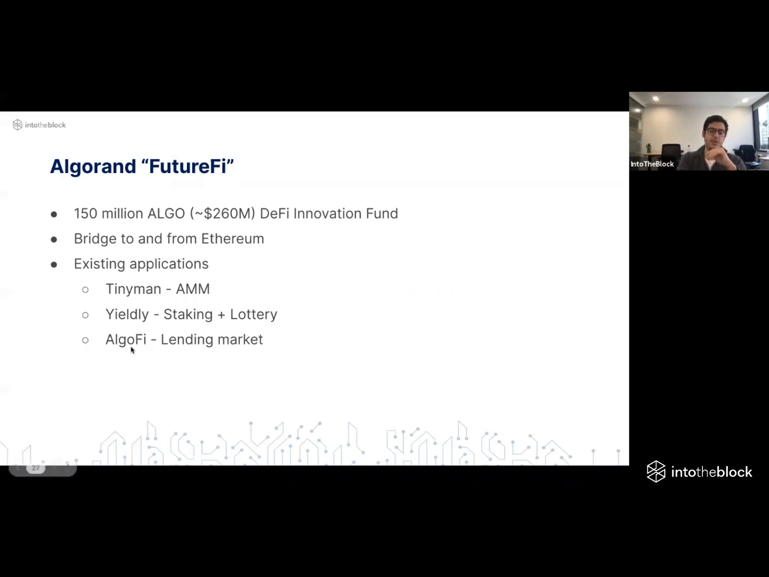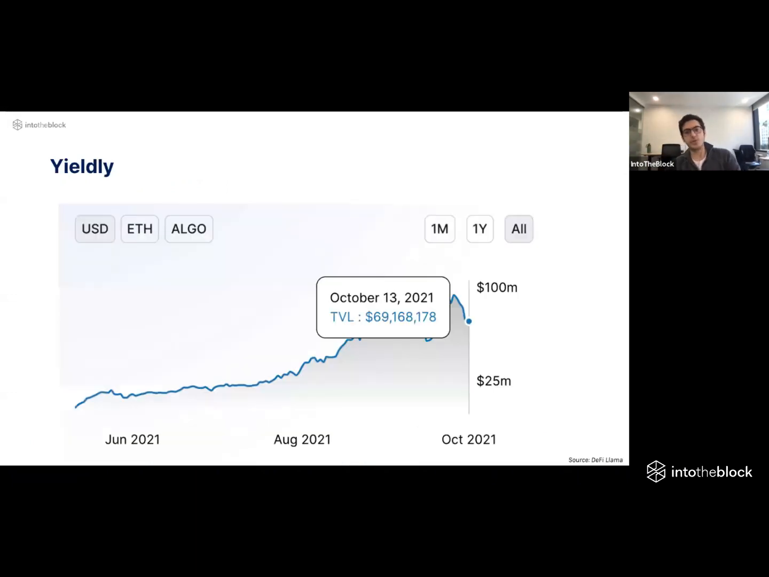And they also have AlgoFi, which is a money market where people are able to lend and borrow in a decentralized manner. And so we see here Yieldly, which is the largest application in terms of total value locked. Also one of the first to deploy on Algorand earlier this summer. They have around 70 million in total value locked, growing from essentially zero earlier this May.